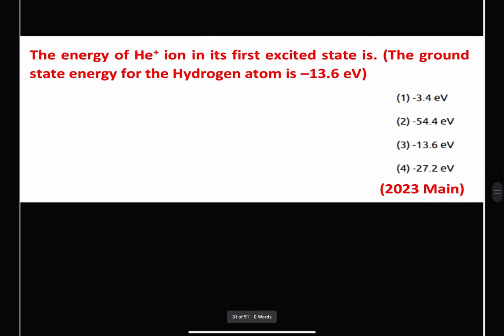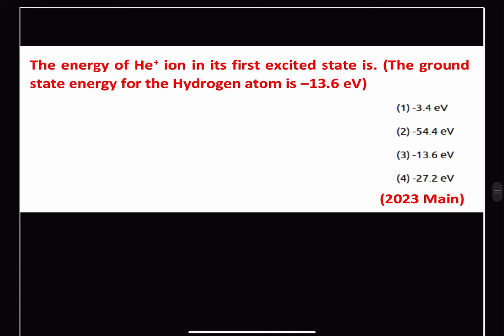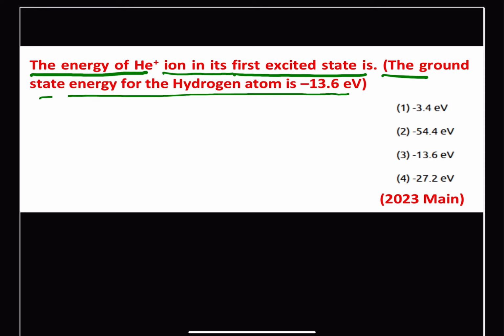It states that the energy of He1+ ion in its first excited state is... the ground state energy of a hydrogen atom is minus 13.6 electron volt. So we have to find out the energy of a helium 1 positive ion in its first excited state. Okay. So first excited state means value of n will be equal to 2 for our helium 1 positive ion.